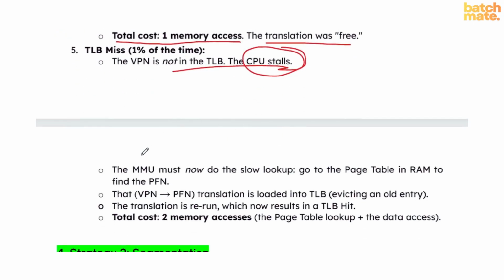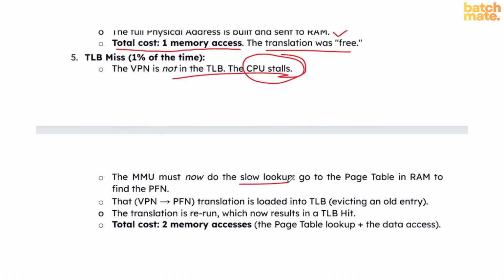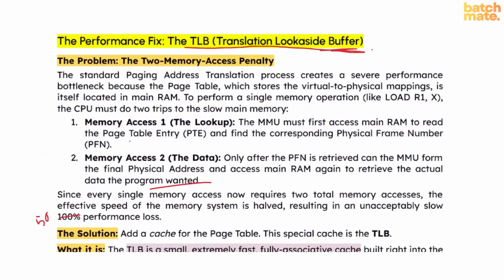But for a TLB miss, the VPN is not in the TLB, so the CPU stalls. The MMU must now do the slow lookup. Go to the page table in RAM to find the PFN. That VPN to PFN translation is loaded into the TLB. Then the translation is rerun, which now results in a TLB hit. Now, here the total cost is 2 memory accesses, but this is just 1% of the time. The TLB is the only reason virtual memory is fast enough to use today.